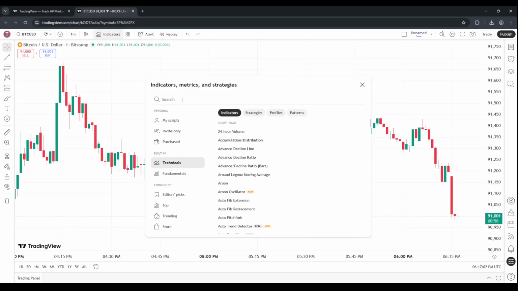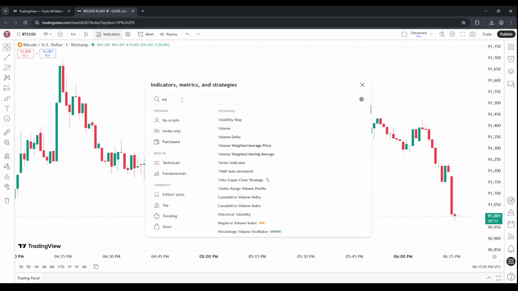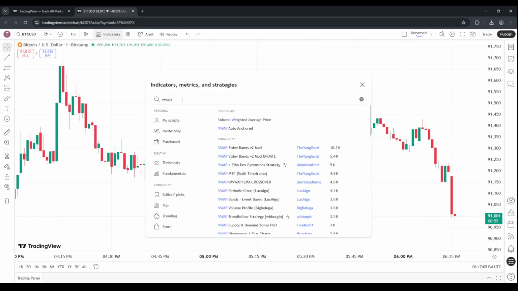In the search field within that panel, type VWAP. Use the basic spelling VWAP. It should appear right away. You're looking for the built-in indicator called Volume Weighted Average Price. This is the standard VWAP provided by TradingView and is the one most traders start with. Click Volume Weighted Average Price to add it to your chart.